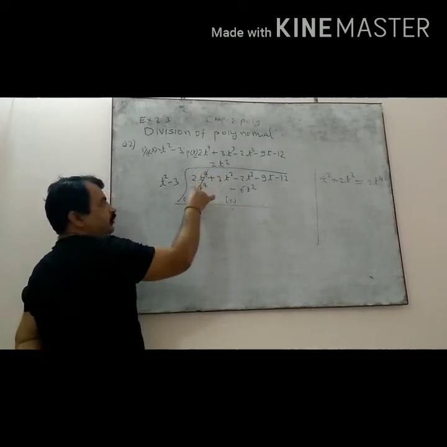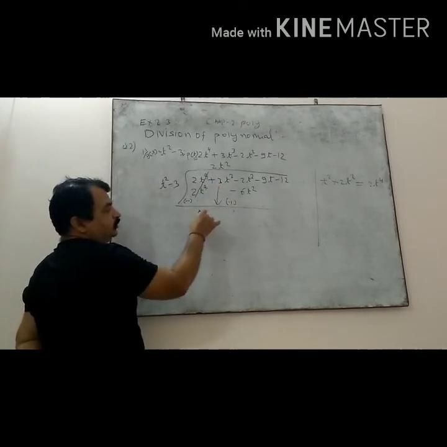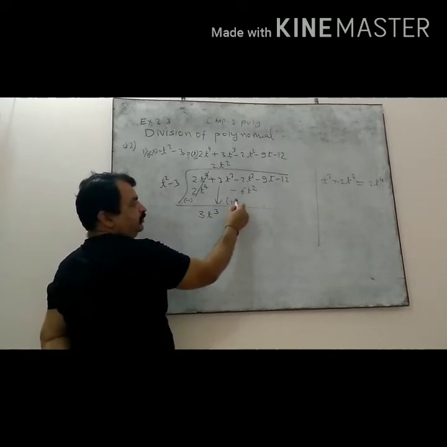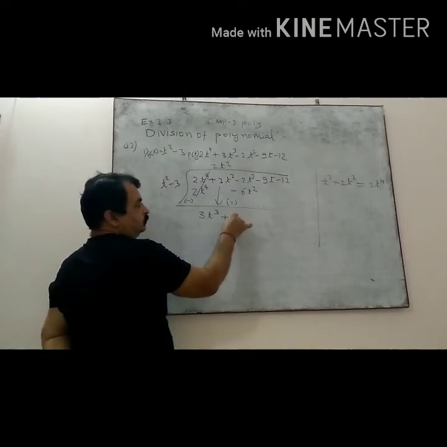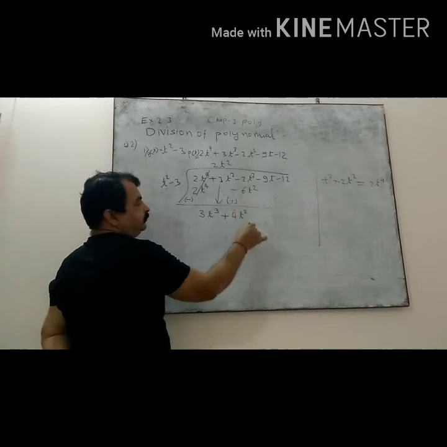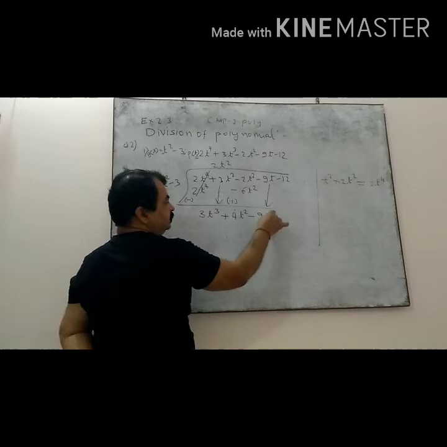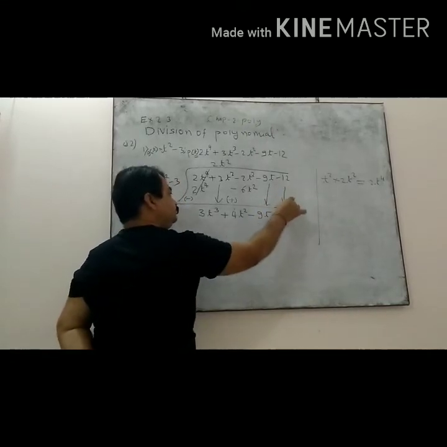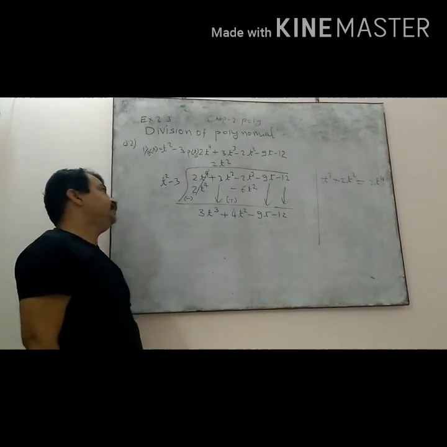Now see, t power 4 and t power 4 cancel. In the same decreasing order, you get the powers of the variable. Copy the t cube. Now minus 2 and plus 6, what do you get? Plus 4t square. Rest you copy: minus 9t and minus 12. Now your second polynomial is ready to divide.